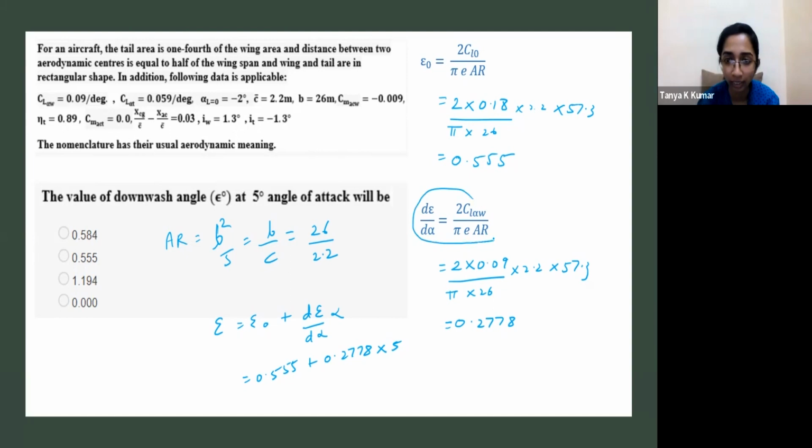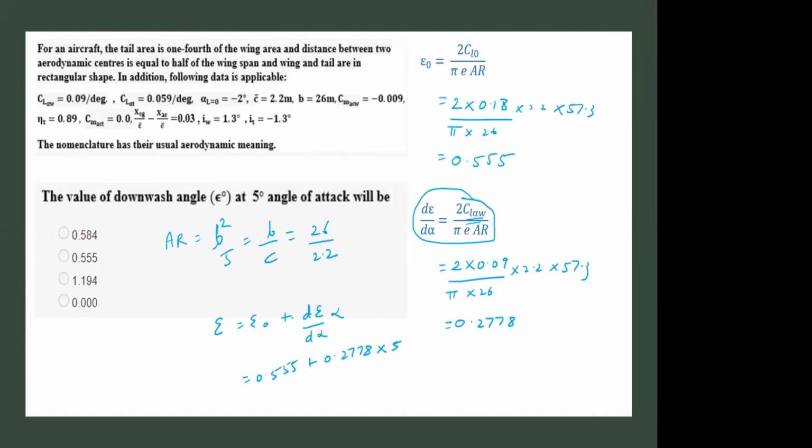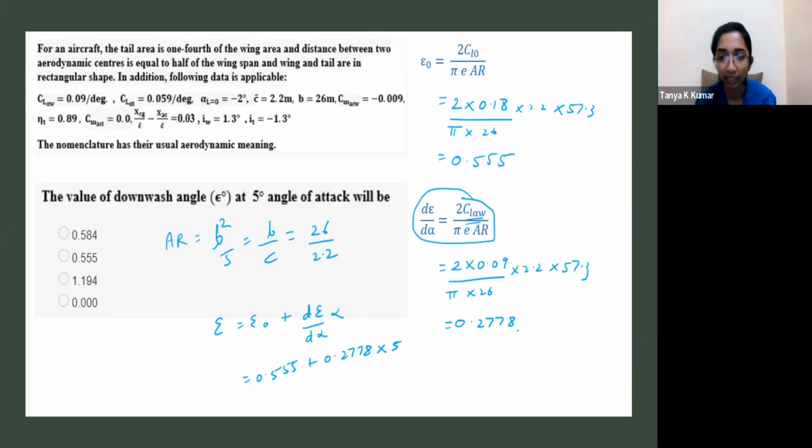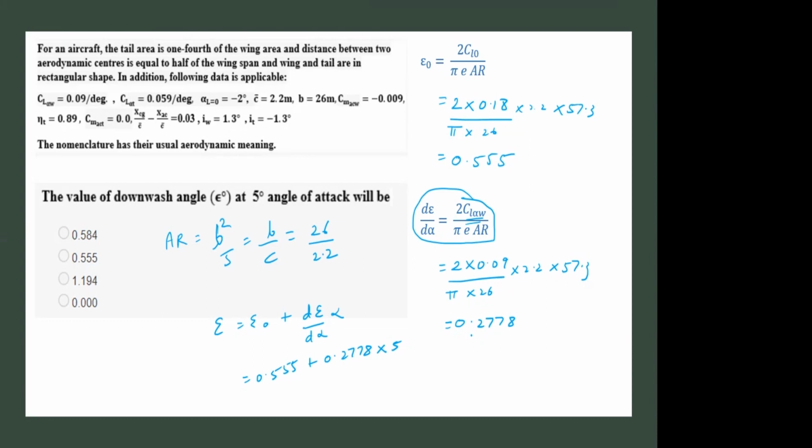This is valid only if you are in radians, but you have to ensure that this is also in degrees, right? If you are taking it into degrees, 2Cl alpha divided by pi AR will come straight in degrees, then multiplied by 5 is okay. But if you are multiplying by 57.3 here, this term, this 0.2278, has no unit. It is just the slope. What is the necessity of multiplying by 57.3?